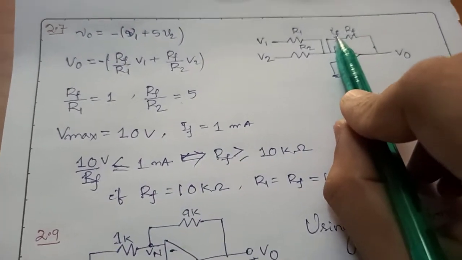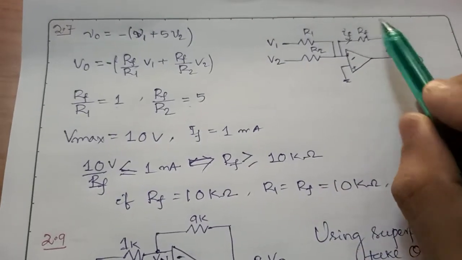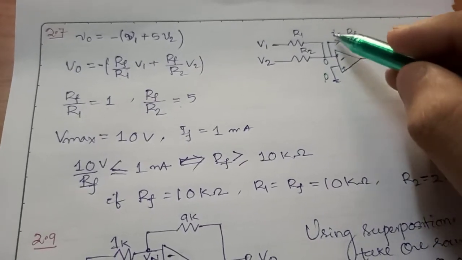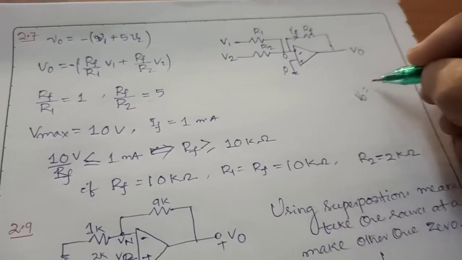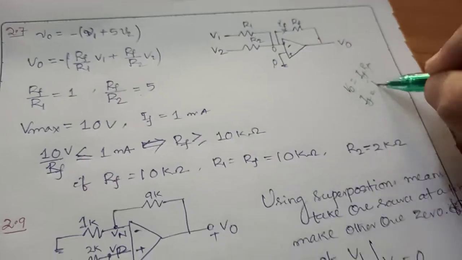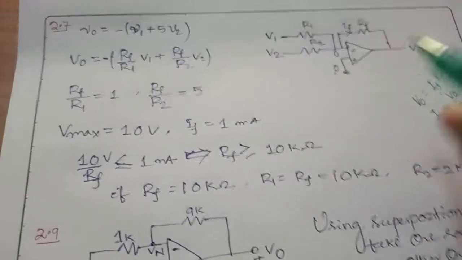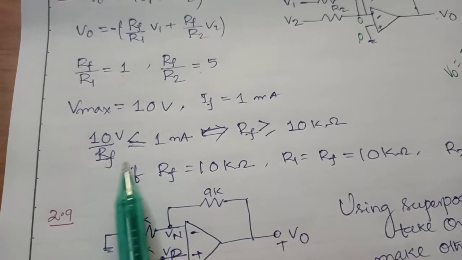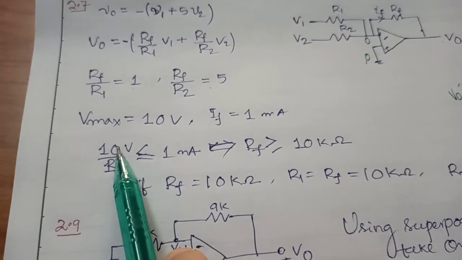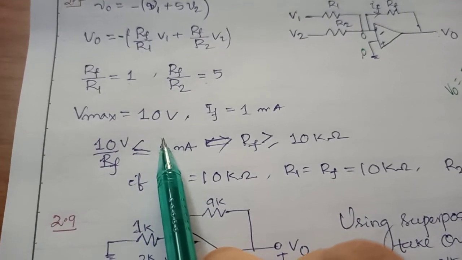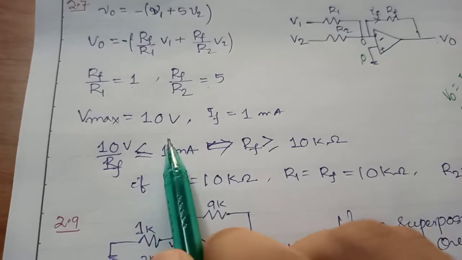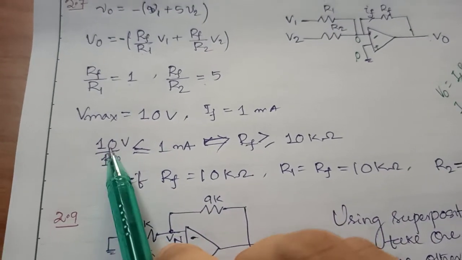So what we know is that this current IF is nothing but 10 volt upon R, because this is 0 volt, this is 0 volt. So what is the current into the resistance? That is the same as my output. So my V out is nothing but IF RF. Okay, so what will be my IF? My IF is nothing but V output upon RF. It is given that 10 volt is the maximum value, and the current through the resistor will not exceed 1 milliampere, meaning this is the maximum current. So this maximum current is nothing but 10 by RF, and 10 is the maximum voltage.